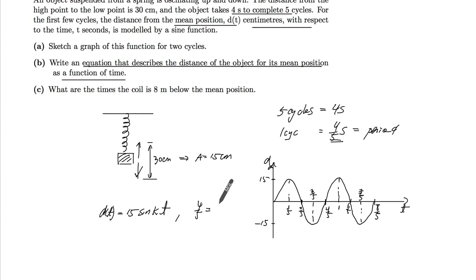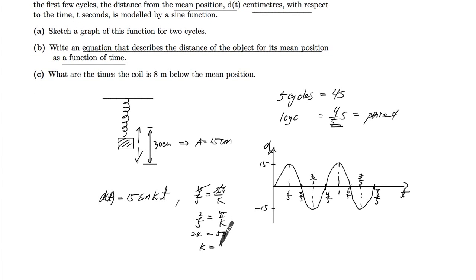We just have to make that equal to 2 pi over K. Okay, divide both sides by 2, you get 2/5 is equal to pi over K. So you get 2K is equal to 5 pi when you cross multiply, and K is 5 pi over 2. So you just have to replace that with 5 pi over 2, and we have our equation.